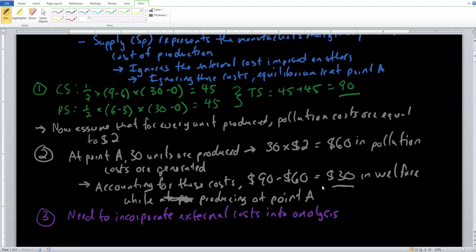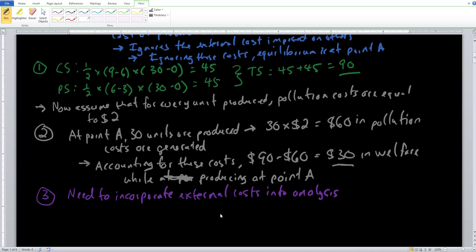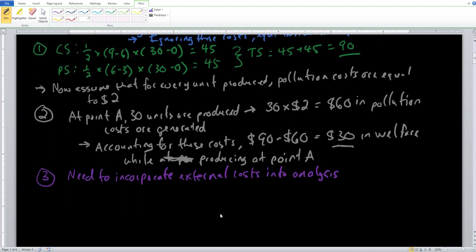So can we do something better than this $30 worth of welfare? And the answer is going to be yes. In point 3 right here, when we actually incorporate the external cost, when we make the firms and corporations feel the cost of the pollution itself, then we can actually do better than that. And how can we do that? We're going to introduce a new supply curve, which is known as the marginal social cost.